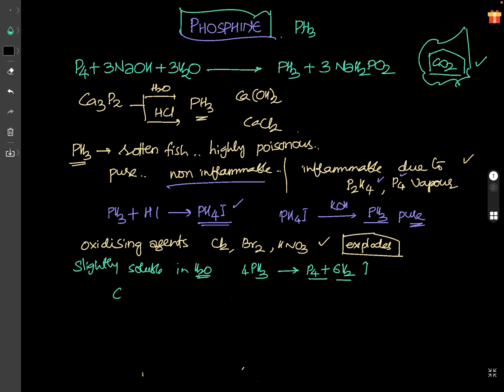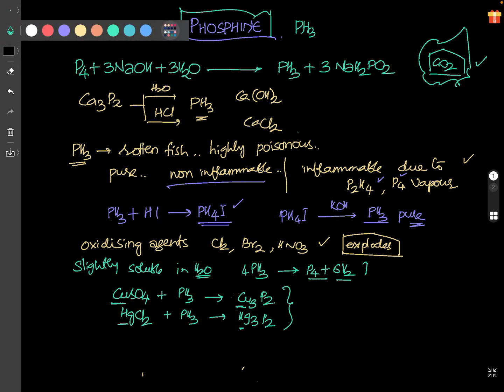And reacts with copper sulfate, very interesting reaction, and mercury chloride. With these two, when it reacts, PH3 forms phosphides. Cu3P2, copper phosphide. Hg3P2. Very interesting. Phosphides are formed. Copper plus 2 oxidation state with the same plus 2, that is copper phosphide, cupric phosphide you can say. Mercury chloride, mercuric phosphide. Very interesting.